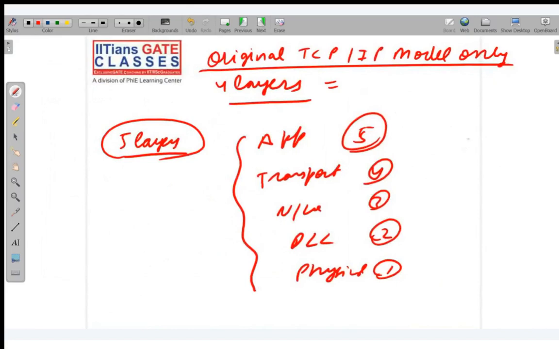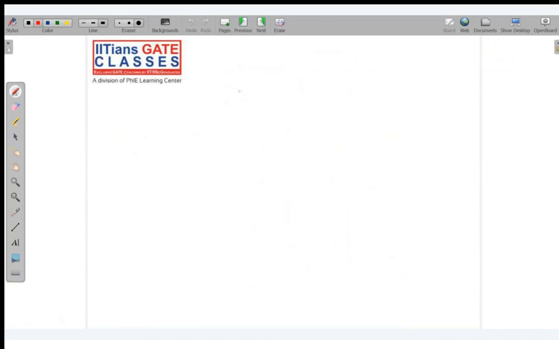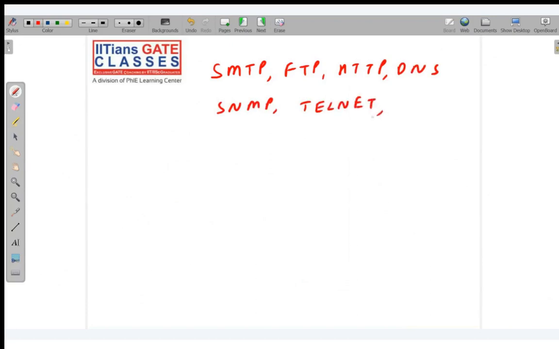So in this model, we have multiple protocols. Let me give you the idea of these protocols, and many times questions have been asked from these protocols only. Take a snapshot. I will jump to the next slide. Okay. So at application layer, what are the protocols? SMTP, FTP, HTTP, DNS, SNMP, Telnet, POP3, and so on. Multiple protocols are there. We will study them. Don't worry.